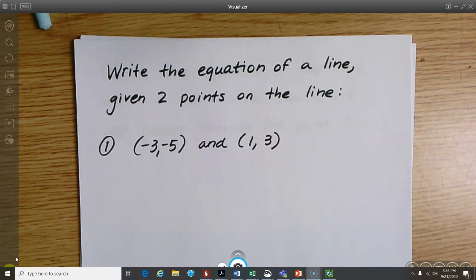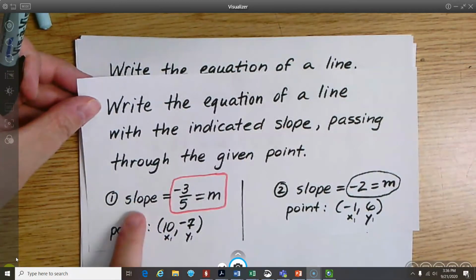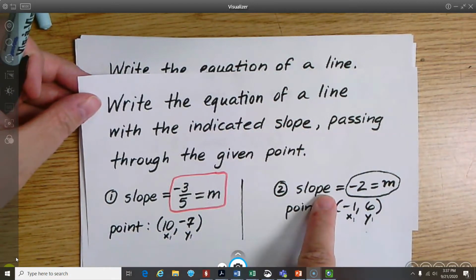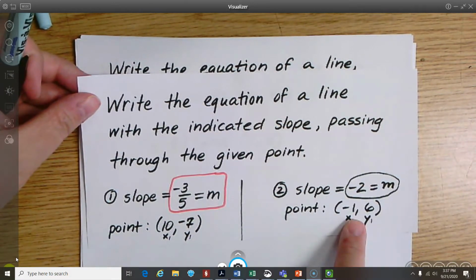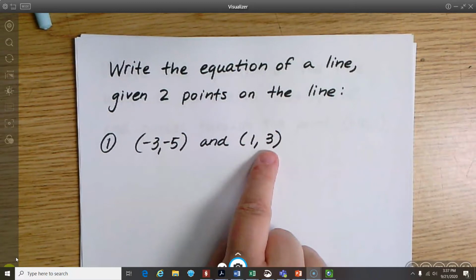Hello, geometers. We are here today to brush up on our algebra skills when it comes to writing equations of lines, because we sometimes need to use those in geometry. So in the last video I made, we were looking at writing equations of a line when we were given a slope and some point on the line. Here, we're talking about writing the equation of a line given 2 points on the line.